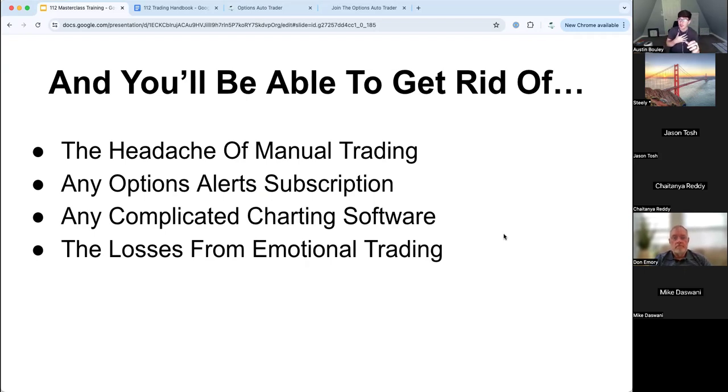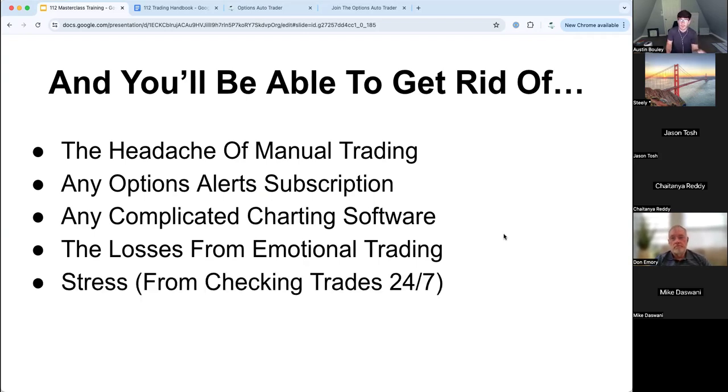You can get rid of losses from emotional trading. I know so many of us, including myself, have let emotions get to us, and then the losses that resulted from it. Because we no longer have to be involved in our trades, we can get rid of the emotions and the stupid losses that come from them. We can also get rid of the stress that comes from checking our trades 24/7. Who here thinks that sounds nice? At least that's my favorite part of the options auto trader.